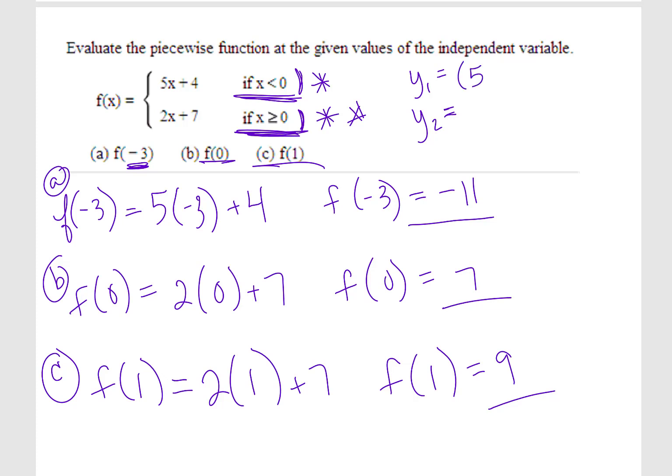I would write 5x plus 4 in parentheses. And then afterwards in parentheses, I would give that second part. You don't put if, you just put x is less than 0. And then in the bottom one, I would put 2x plus 7 in parentheses. And then in a second set of parentheses, x is greater than or equal to 0. And the calculator understands that you're saying, okay, follow this 5x plus 4 if x is less than 0. But if x is greater than or equal to 0, then follow the 2x plus 7. We'll see that here in a little bit.